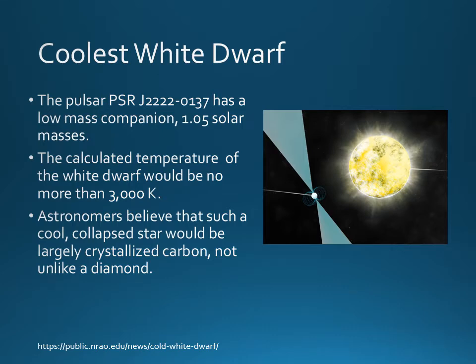The pulsar PSR J2222-0137 has a low-mass companion, 1.05 solar masses. The calculated temperature of the white dwarf is no more than 3,000 Kelvin. Astronomers believe that such a cool collapsed star would be largely crystallized carbon, not unlike a diamond.